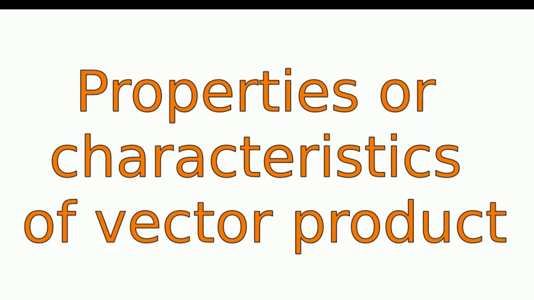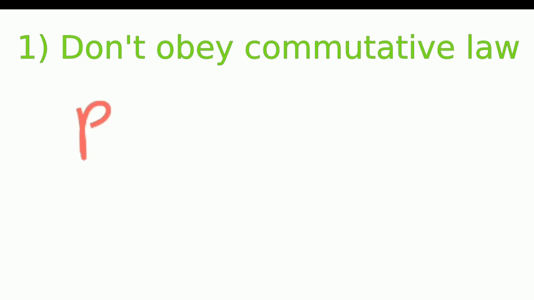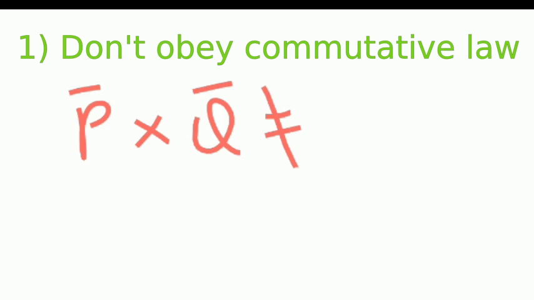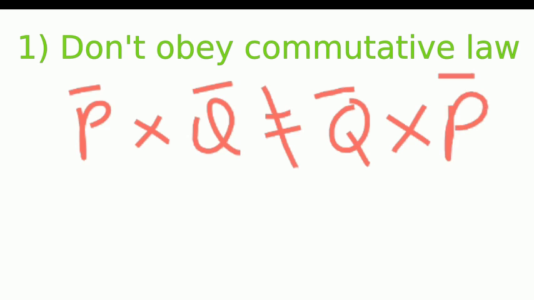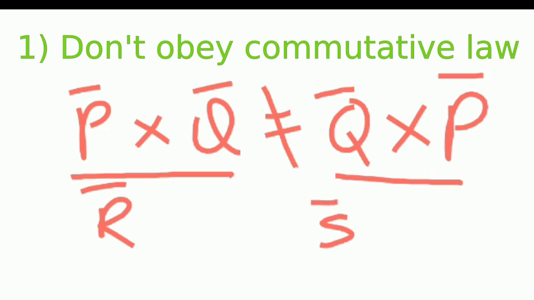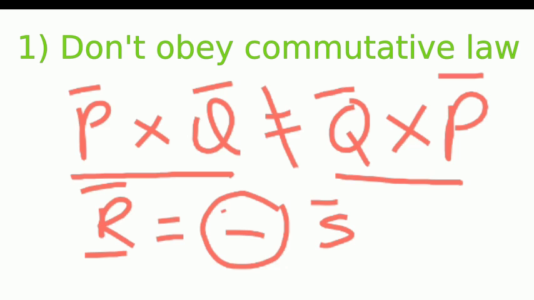Now we will see some properties, or characteristics, of the vector product. The first property is that the vector product is not commutative. That is, P bar cross Q bar is not equal to Q bar cross P bar. Their magnitudes are the same, but they are in opposite directions. Suppose P cross Q is equal to R bar and Q cross P is equal to S bar. Then R bar is equal to minus S bar. That is, the magnitudes are the same, but the directions are opposite. That's why there is a negative sign.